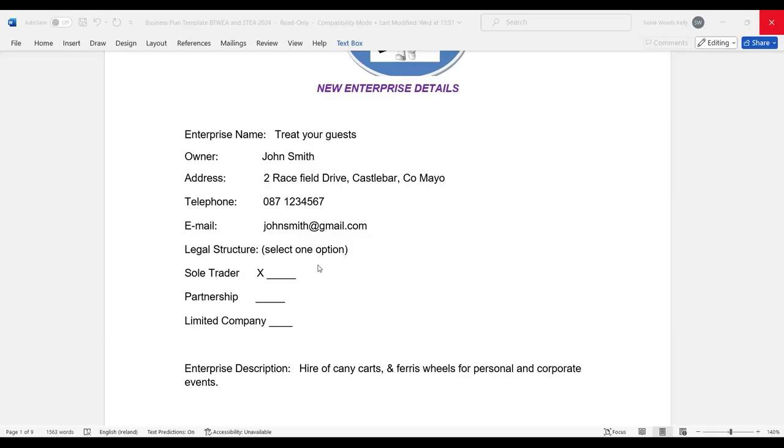Setting up as a sole trader is relatively simple. Just bear in mind that your personal assets could be used to pay off creditors in the event of your business failing, but also bear in mind that you have full control over your business and all your business activities.